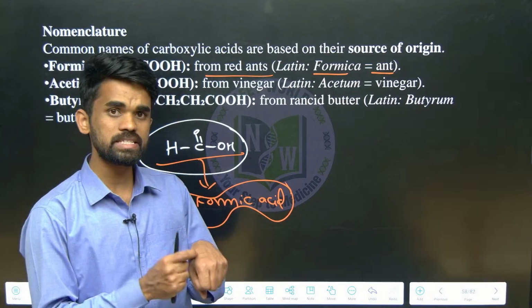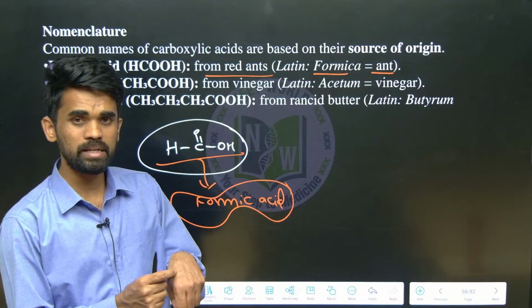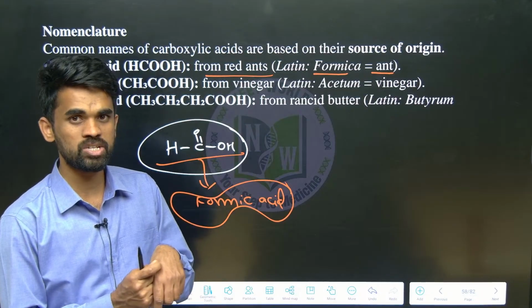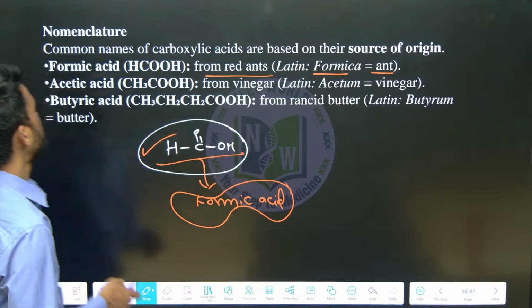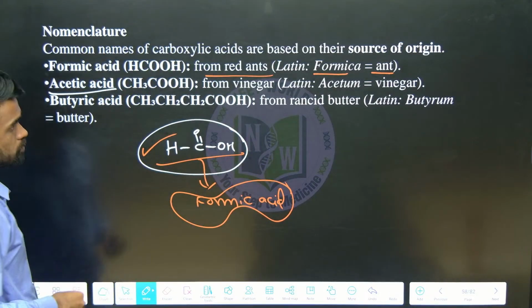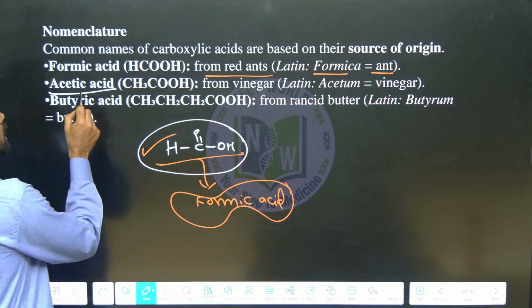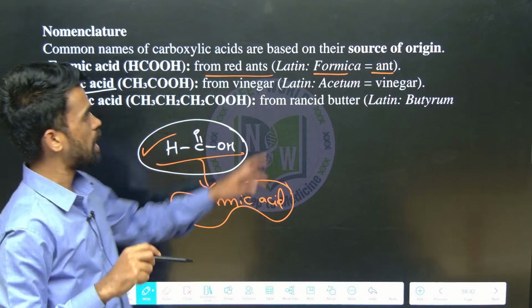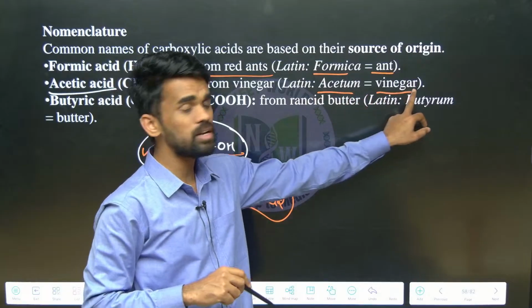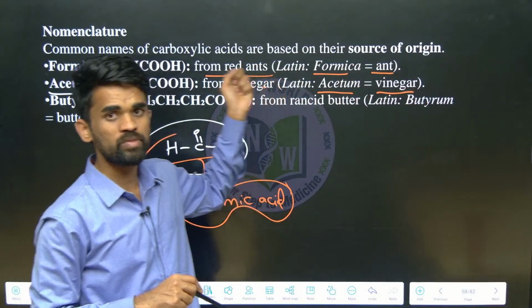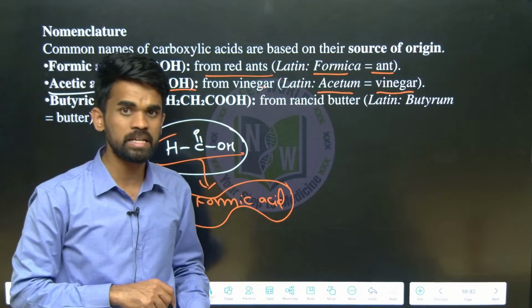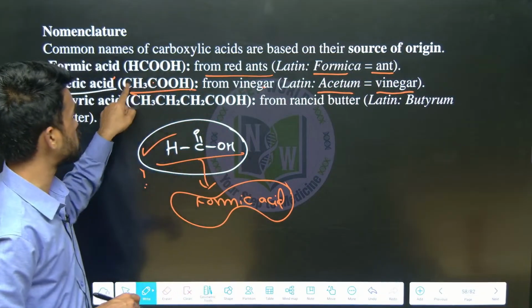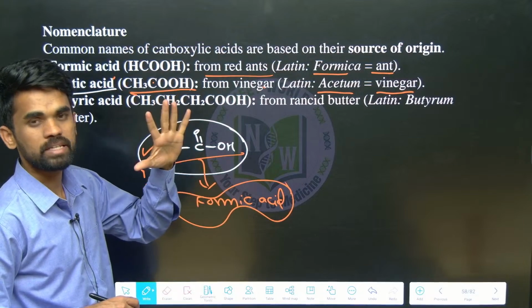See, when an ant bites, we will feel a little sensation, right? That is because of this formic acid only. Okay, right. Next, acetic acid. Acetum is also a Latin word. Acetum means vinegar. So it is present in vinegar, that's why we call it acetic acid. What is the IUPAC name of this acetic acid? It is 2 carbons, ethanoic acid.